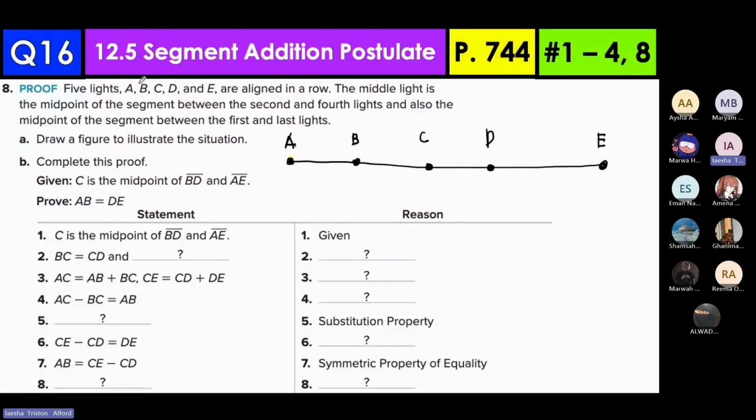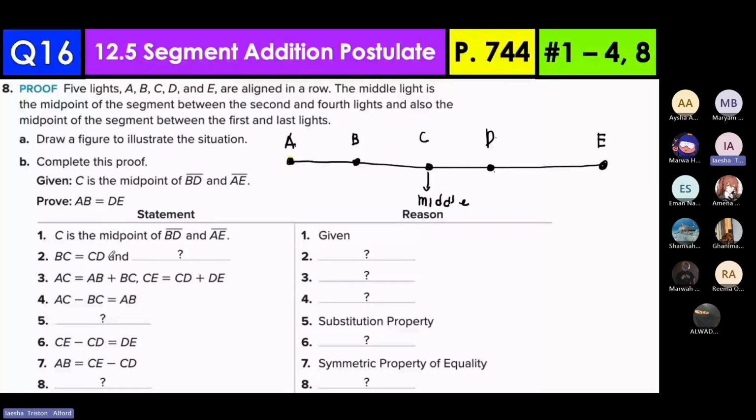The middle light is the midpoint of the segment between the second and fourth lights. The second and fourth light. This is the second light. This is the fourth light. Okay, this one is the middle. Also the midpoint between the first and last lights. So C is the middle of BD and C is the middle of AE. So that's the first given here. C is the midpoint, it's given.